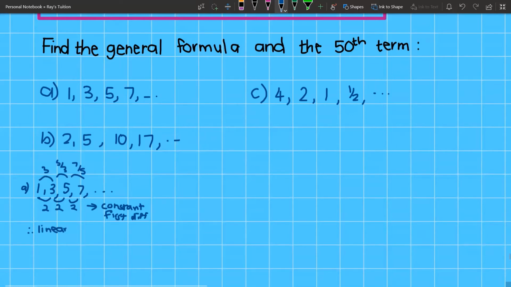If it is a linear pattern, then the general formula follows Tn is equal to a plus (n minus 1) times d. So we need to fill in what a and d are. a is the first term, which is 1, and our common difference is d, which is 2. Then we just simplify this.